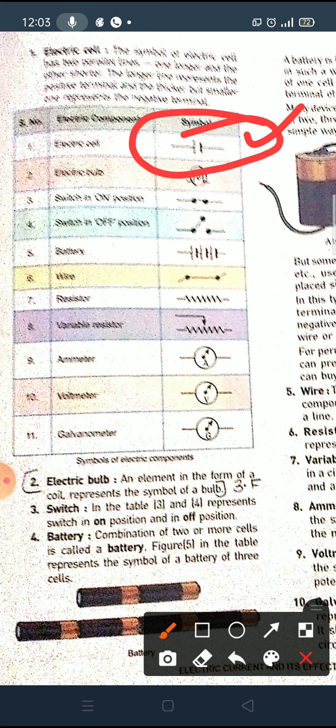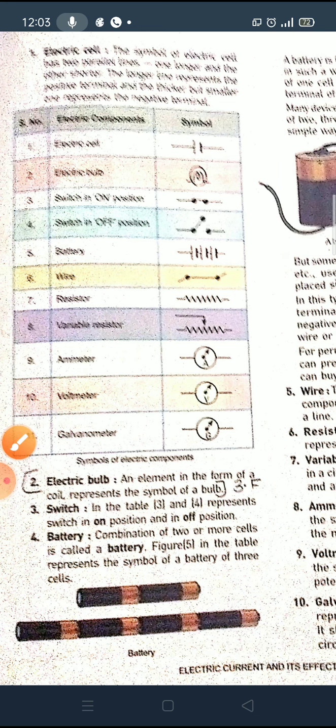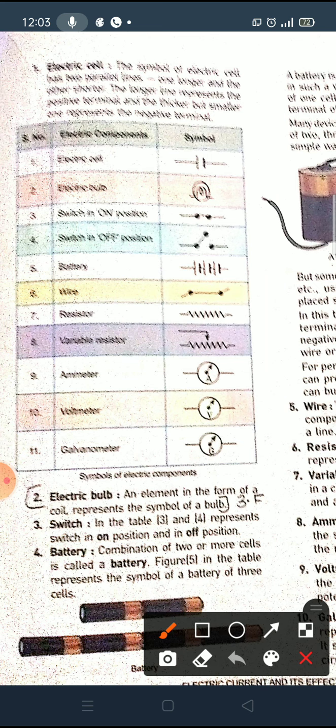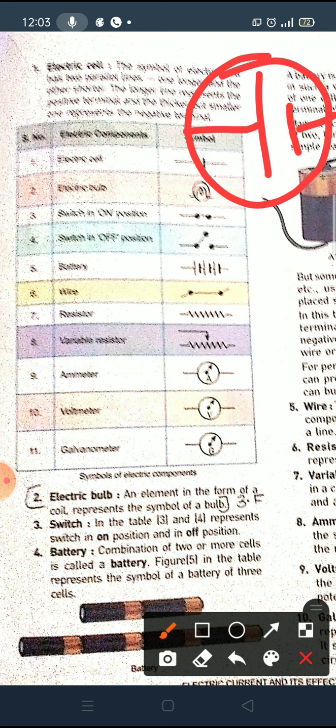Electric cell. Here you can see one big line and one small line attached by the wire, like that. One big line, one small line. It is the symbol of an electric cell. Cell and battery are two different things. Cell means only one single cell. So this is the symbol of only one cell.